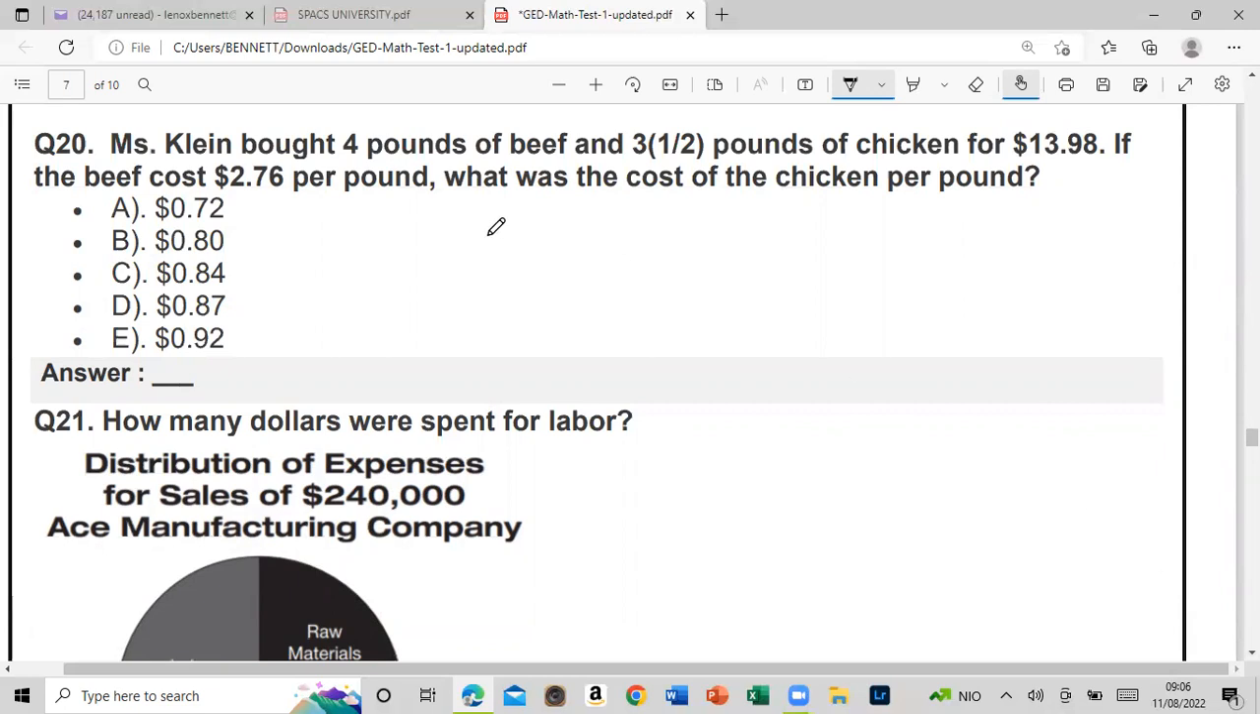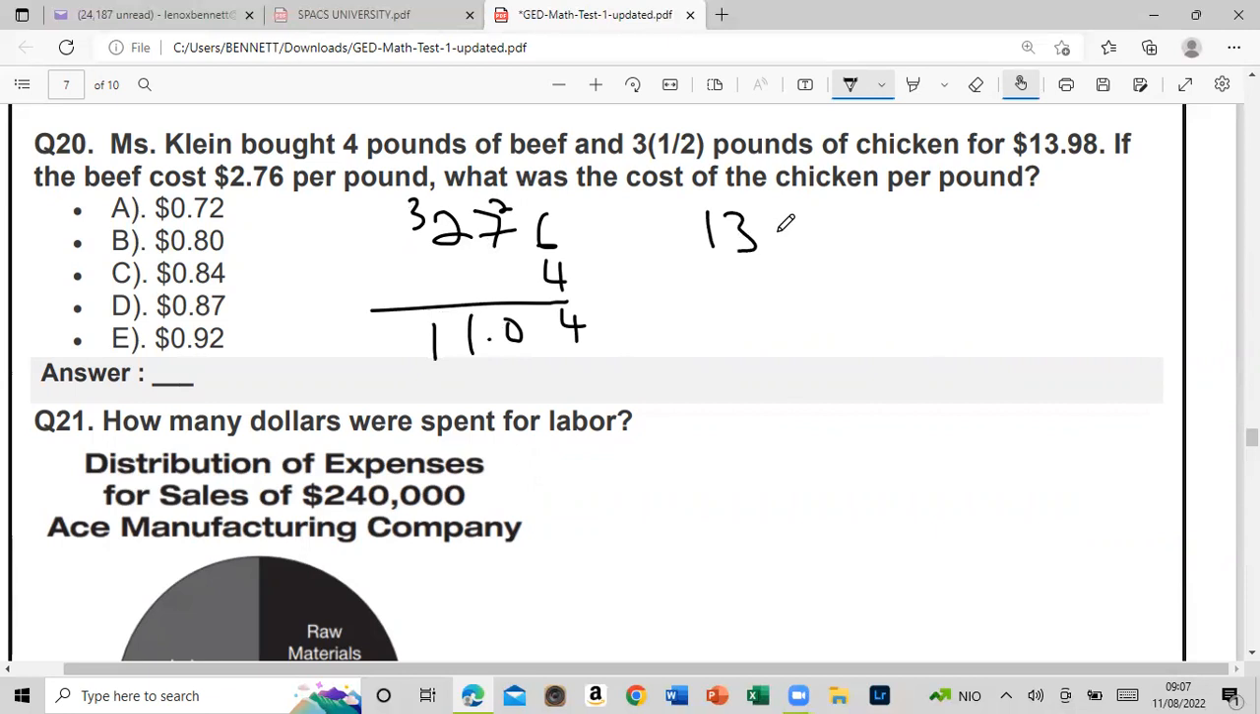We can find out what the total cost is for the beef. 4 pounds, right? 4 times 6 is 24. 4 times 7 is 28 plus that 2 is 30. 4 times 2 is 8 and 3 is 11. 2 decimal places, right? Alright, so that's $11.04.